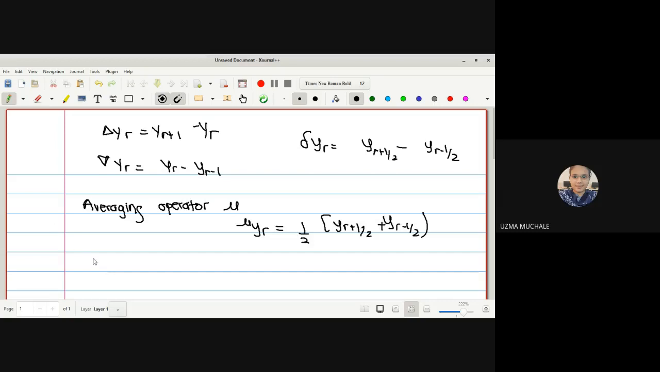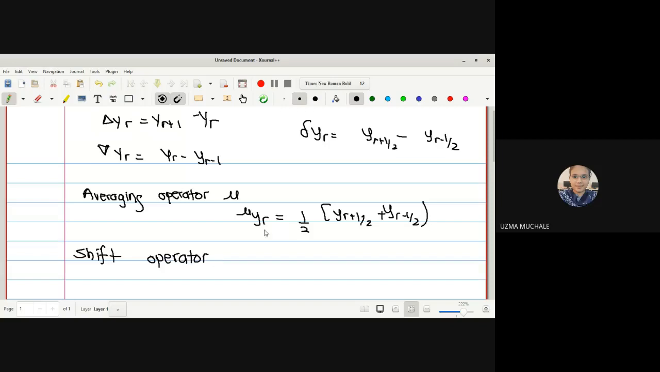Okay. The next operator we'll see is the shift operator. Everyone write down these relations: forward, backward, central difference, averaging operator, because now we are going to solve examples on this. The shift operator, as the name itself suggests, E is going to shift your yr to yr plus 1. Okay. So E yr will be equal to yr plus 1. It will shift any yr or any yn to the next one.